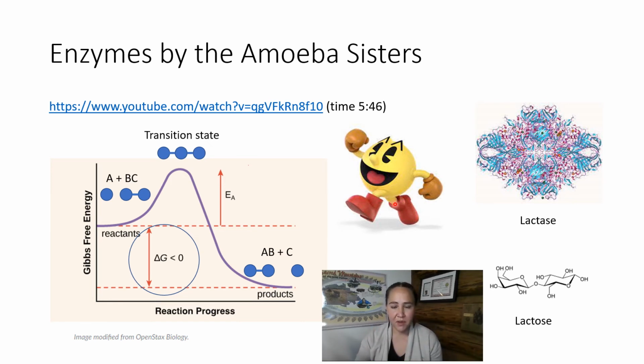to help the reaction proceed, because if you watch the video, the Amoeba Sisters have a really good analogy of how enzymes are a lot like Pac-Man. They have a perfectly formed mouth to grab the little balls in the Pac-Man game. Also, lactase is an enzyme in the human body that breaks down lactose. I've included on this image what lactase looks like, and also the molecular structure of lactose.